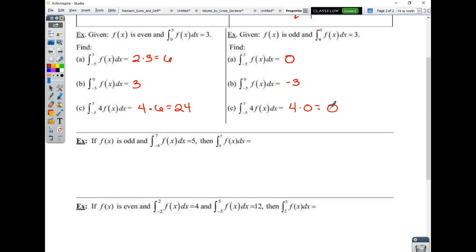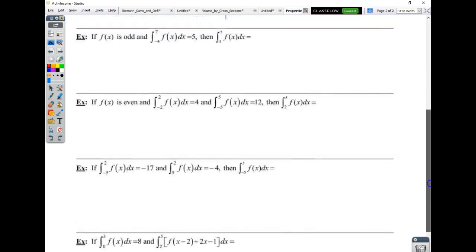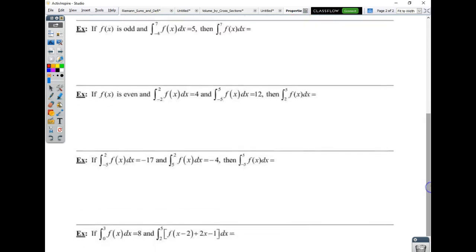Now, those are really simple situations where you would be asked to do that. Questions that are probably more accurate to how you would deal with this are here below. So we're going to take a look at these 4, and then I will have you work on your assignment that's attached to this, as well as finishing off your other assignment, and we will take a look at those on Monday. So if f of x is odd, and the integral from negative 4 to 7 of f of x dx is 5, then the integral from 4 to 7 of f of x dx is what?